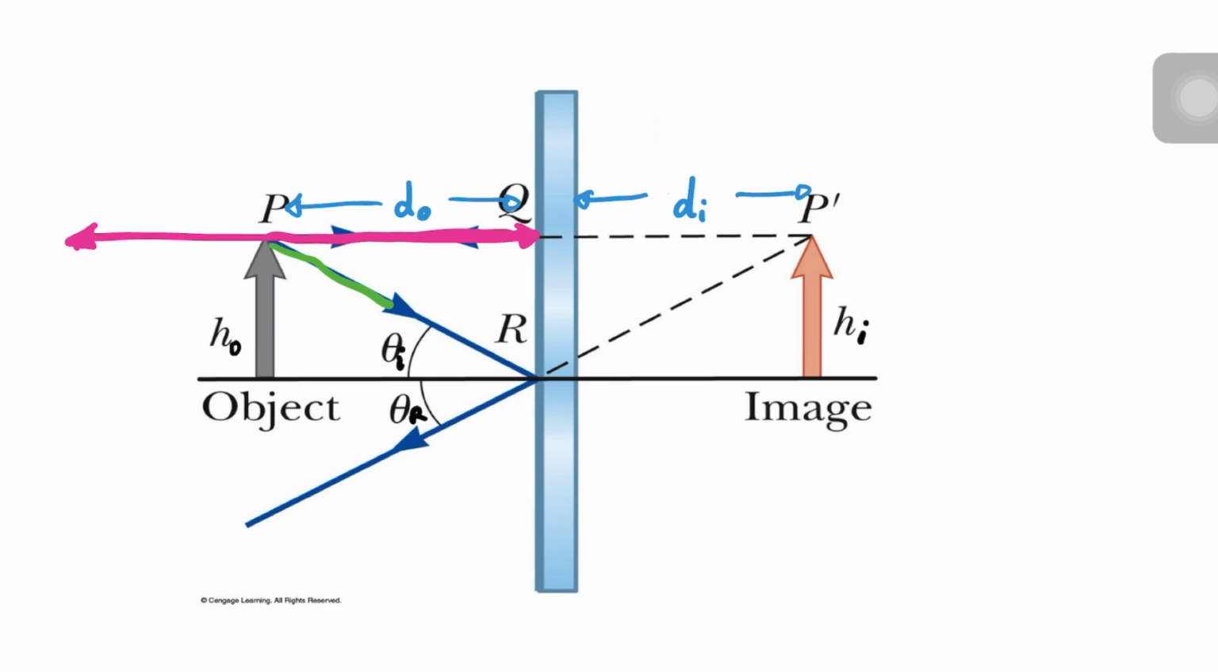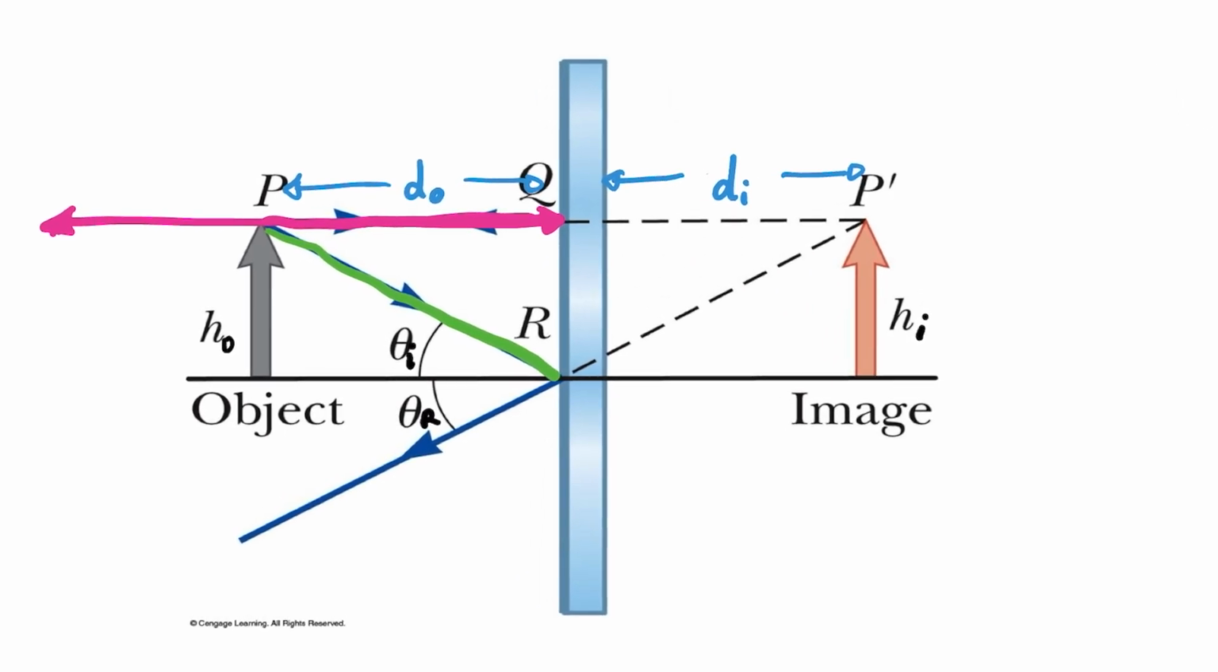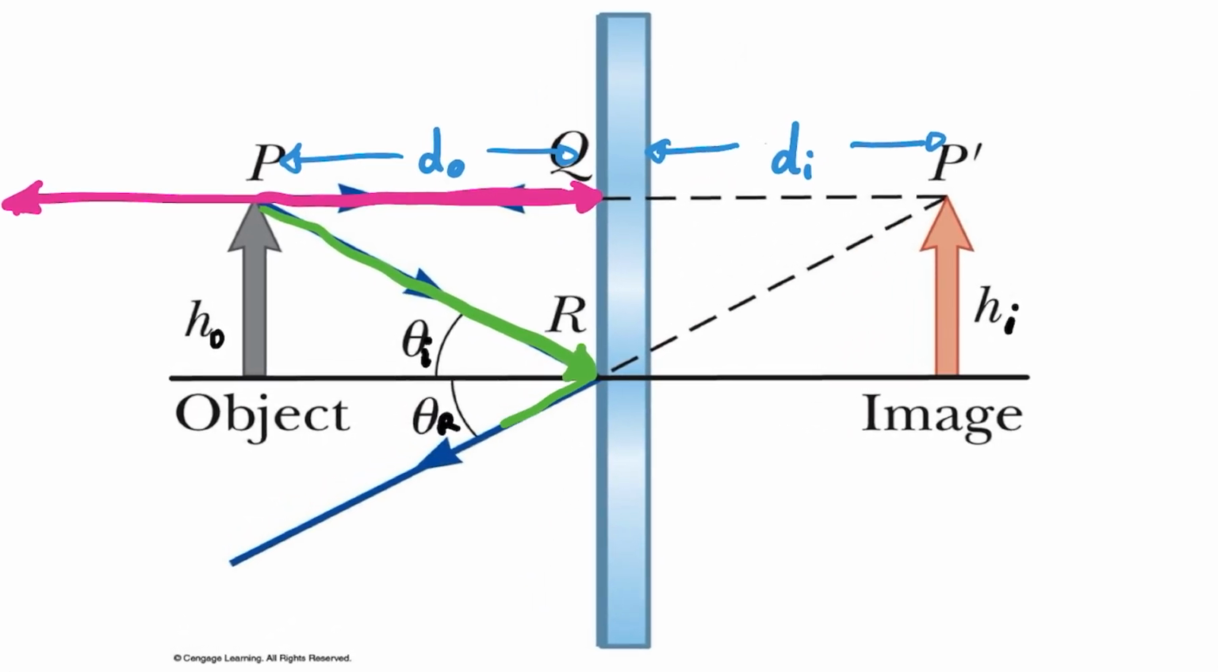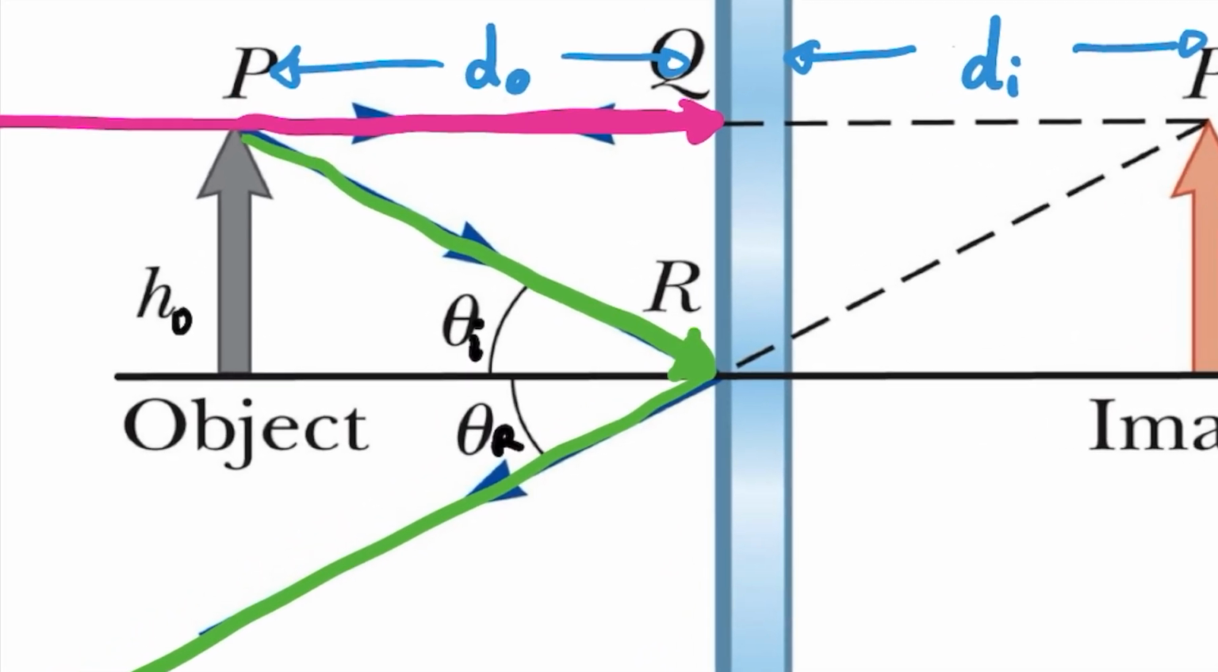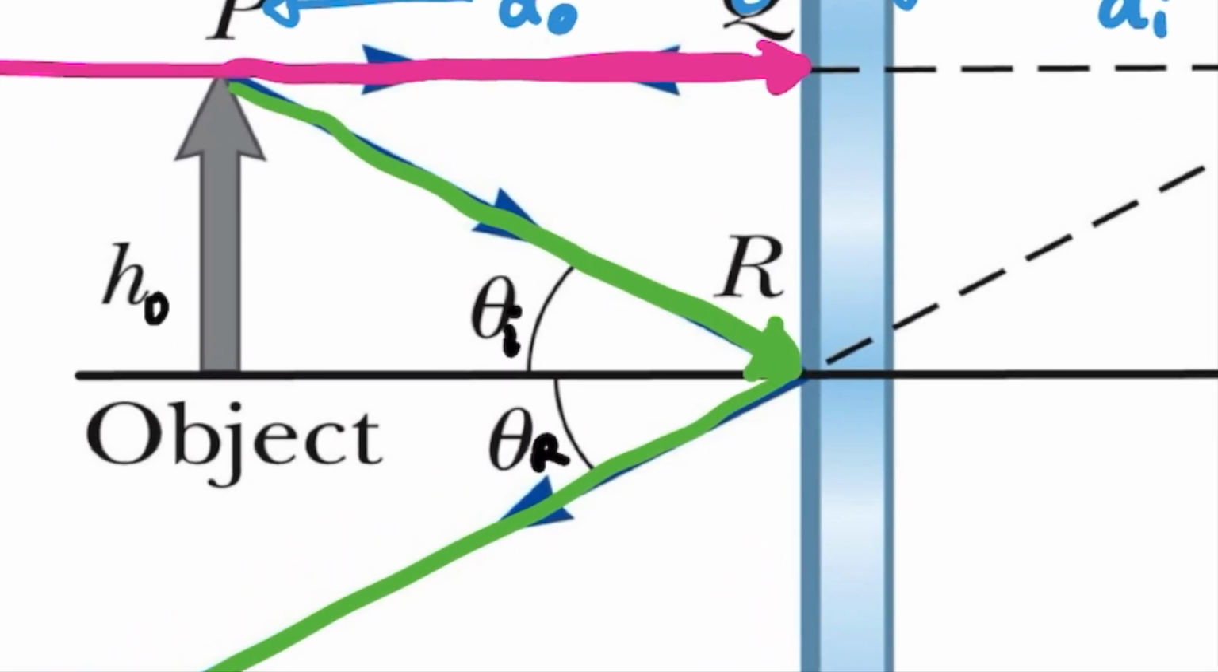This next one, we're going to send in at an angle, and it will hit the mirror and it will follow the law of reflection. So the angle of incidence has to equal the angle of reflection.